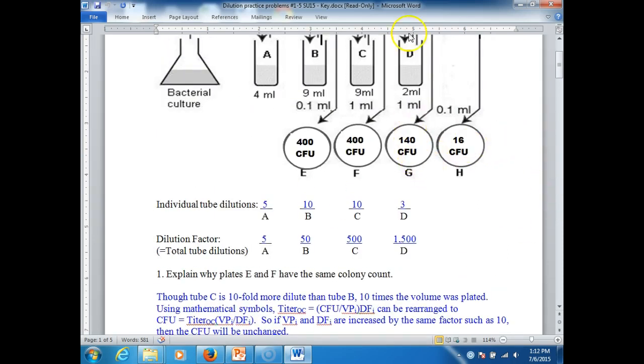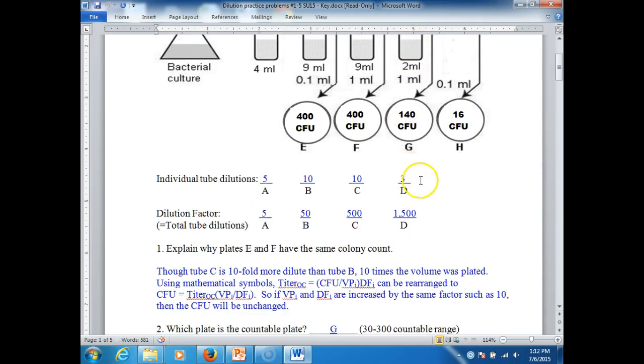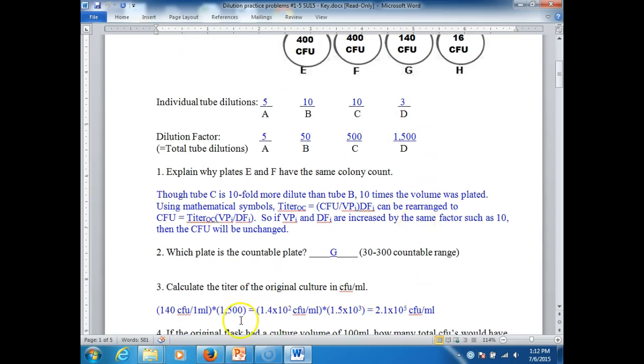So notice G came from D, right? So D's dilution factor is 1500. So we times by 1500, we get 1.4 times 10 to the second CFUs. Oh, that's just writing that in scientific notation, right? 140 in scientific notation. It's easier sometimes if you do that. And then writing this one in scientific notation, 1.5.